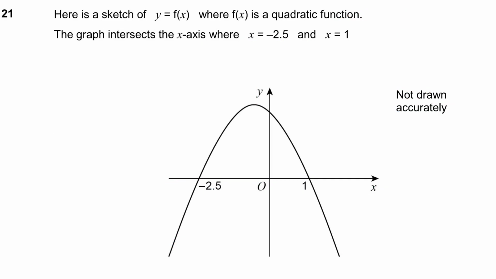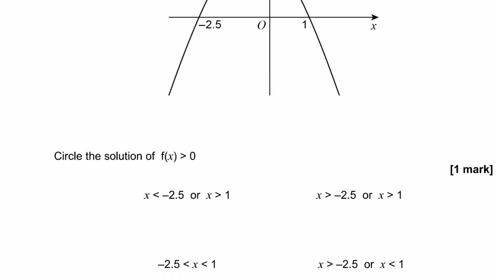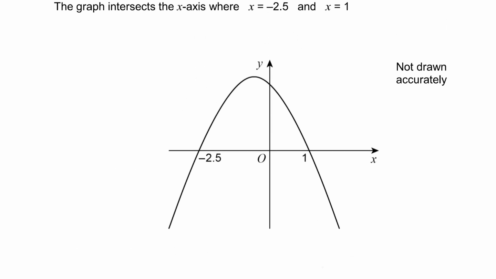Question 21. Here is a sketch of y equals f of x, where f of x is a quadratic function, and we see that the graph intersects the x-axis at x equals minus 2.5 and x is equal to 1. And we need to circle the solution for f of x is greater than 0. Well, this graph is f of x, and it is greater than 0 for the bit where the graph is above 0.